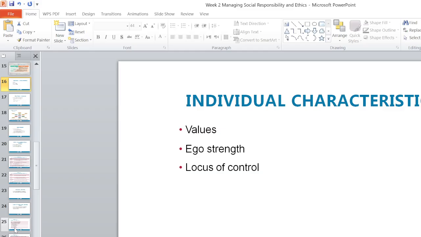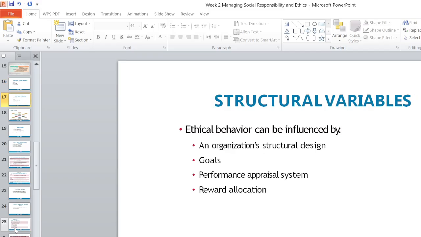What are the individual characteristics that are going to affect moral development, the ethical strengths within a person? We have values, ego strengths, and locus of control. Values are basically how much value this individual gives to certain things, for example, ethical behavior and moral standards. Ego strength is how egoistic this person is, and locus of control is how much control they have over their behavior.